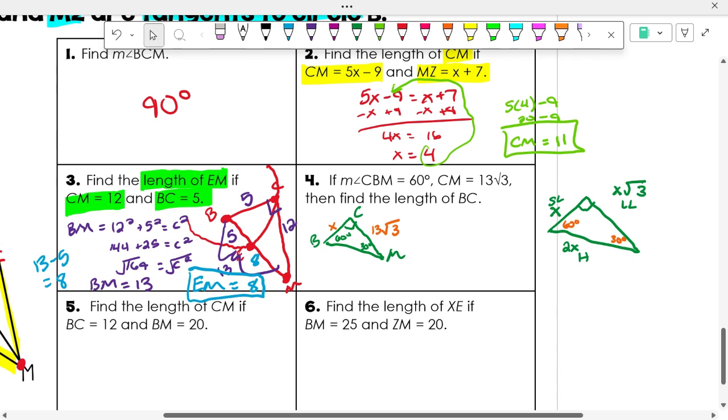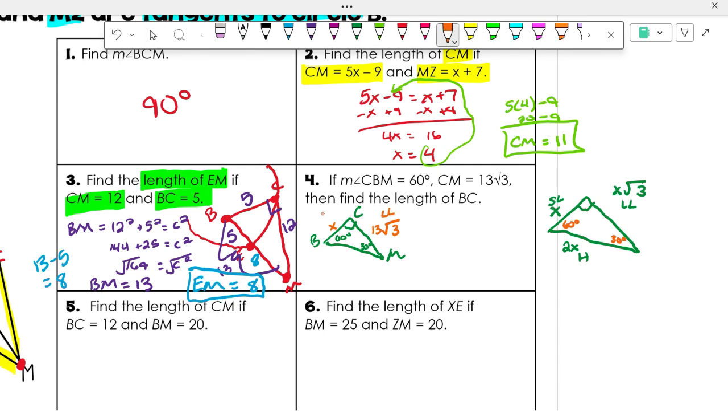So how do you think I'm going to find BC, which is the short leg? Not subtract. Divide by the square root of 3. So I'm going to do 13 square root of 3 divided by the square root of 3. What happens to the two square root of 3's? They cancel. So BC is equal to what? 13.